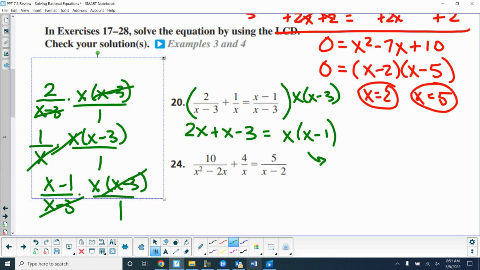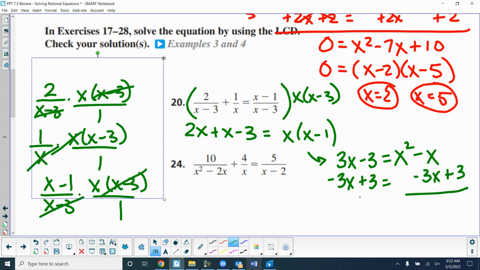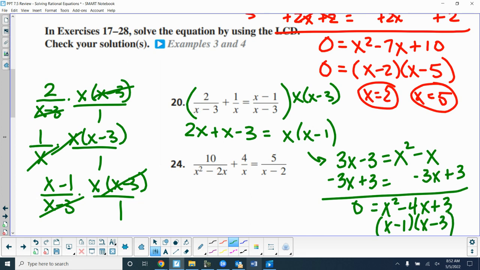Let's move it over here. So that's a 3x minus 3. And this is x squared minus x when I distribute, right? So I have to subtract the 3x, add the 3. 0 equals x squared minus 4x plus 3, which is x minus 1 times x minus 3. So what are my two answers? 1 and 3. Is 3 okay?